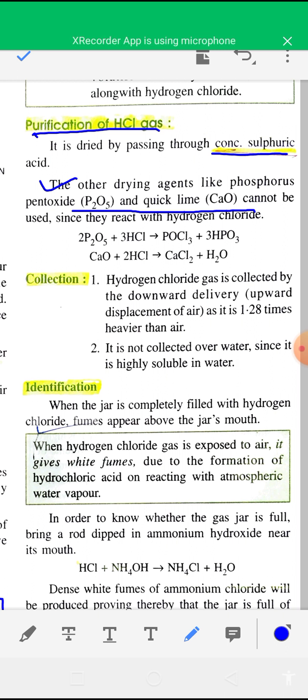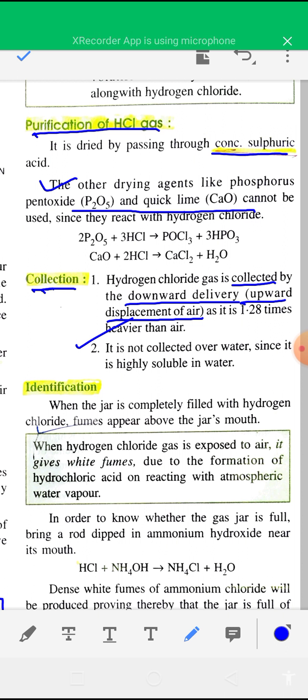Next, collection of hydrogen chloride gas. Hydrogen chloride gas is collected by downward delivery, that is upward displacement of air, as it is 1.2 times heavier than air. It is not collected over water since it is highly soluble in water.